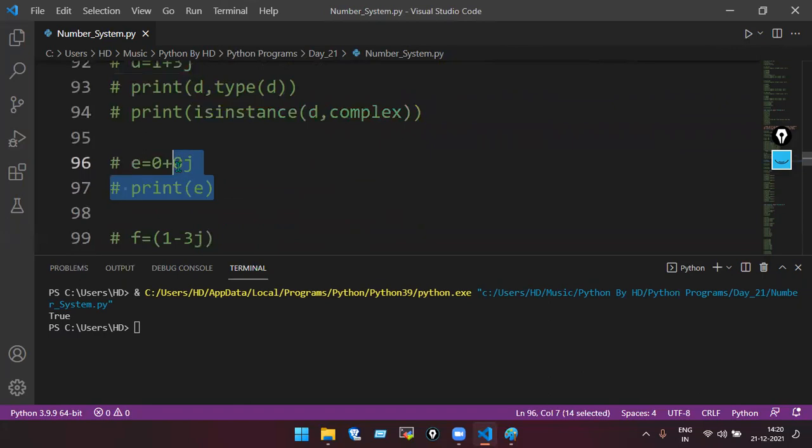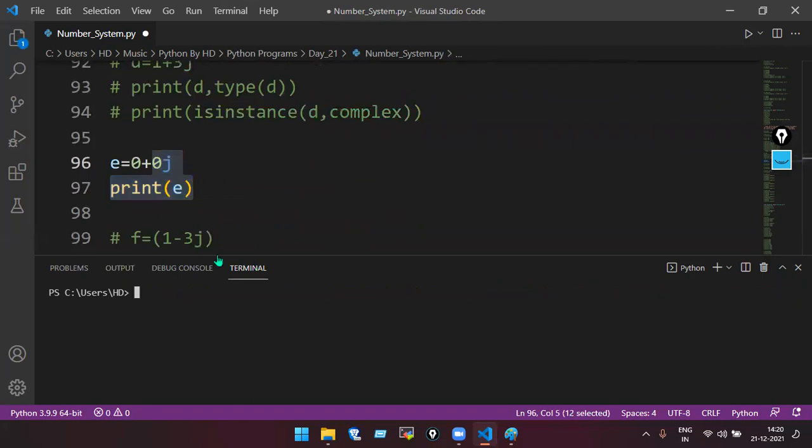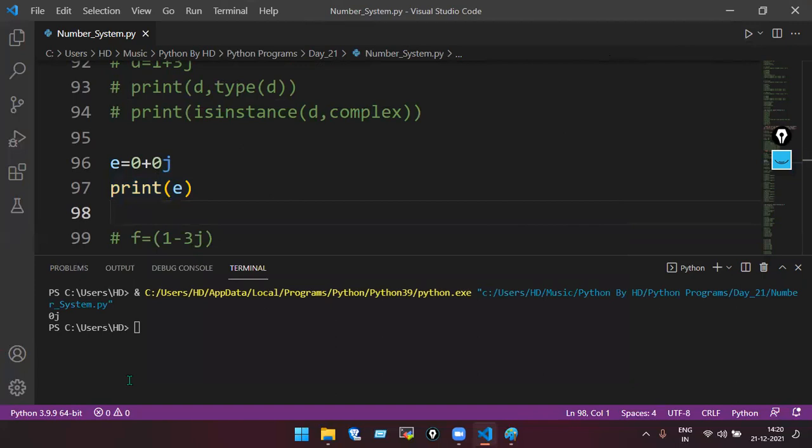Then what is the meaning of this here? 0 plus 0j. The real part is 0. The imaginary part also is what? 0. But the real part 0 is ignored, while the imaginary 0 is printed. So what should the answer be? 0j. That's the only answer.